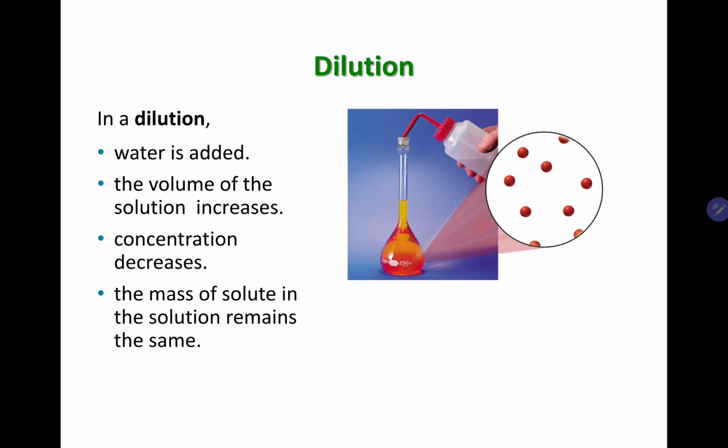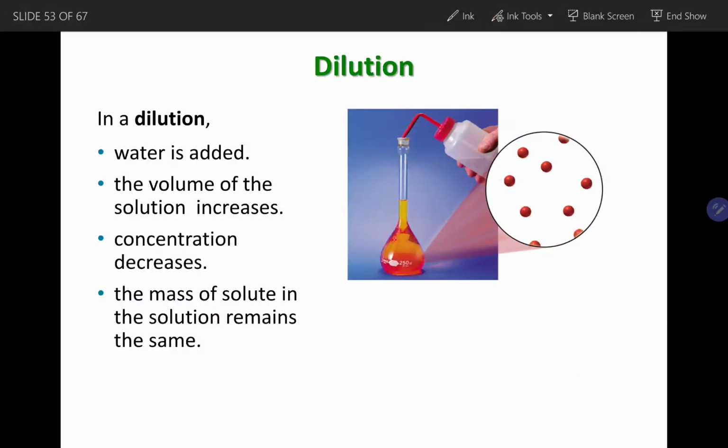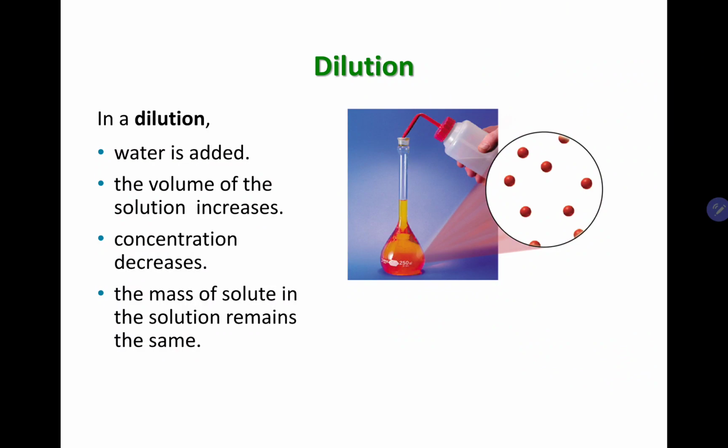All right, guys. So let's do this. In a dilution, you are adding water or more solvent, and when you add more solvent, the volume is increased. That means the concentration is decreased. Some people ask why. You just learned that concentration, or molarity, is inversely proportional to volume. If you increase one, the other decreases. But the number of moles, or the mass of your solute, remains the same. You don't do anything to it.